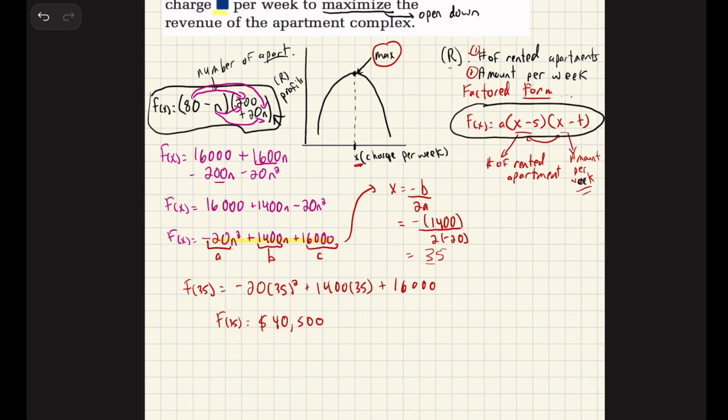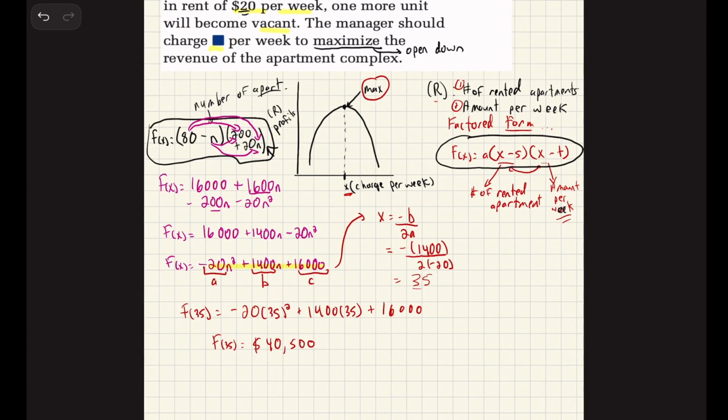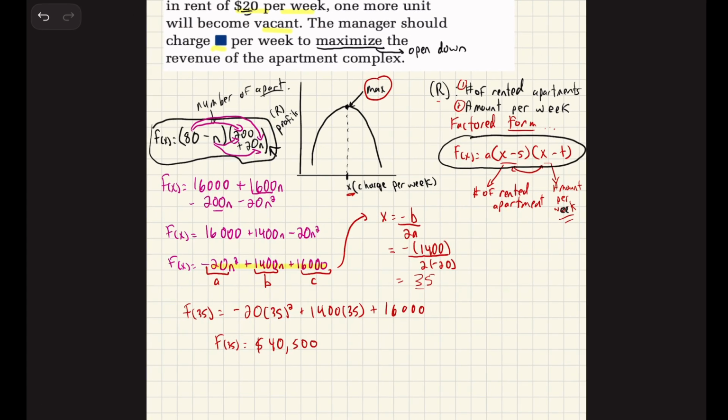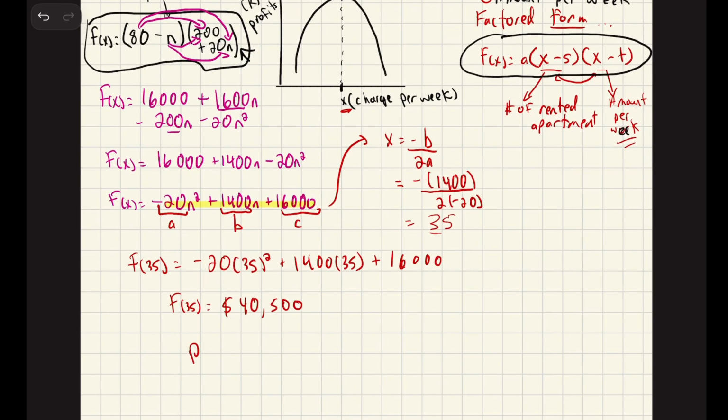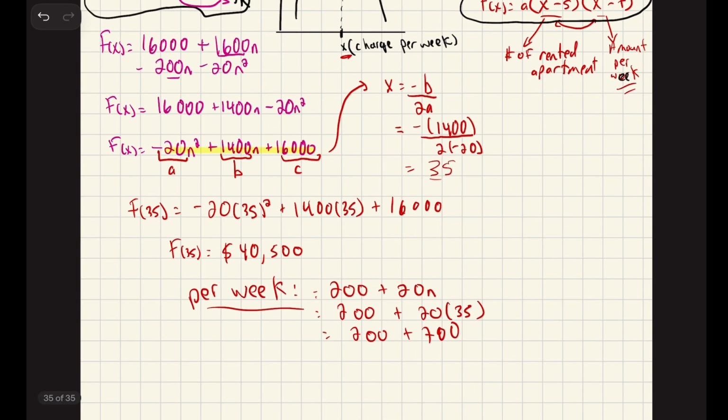The question, though, is asking how much should you charge per week to maximize. So per week, it's 200 plus 20n. That would be the $900 per week in order to maximize the revenue.